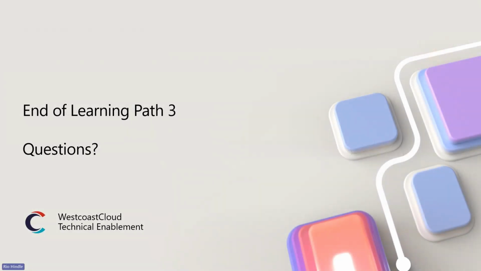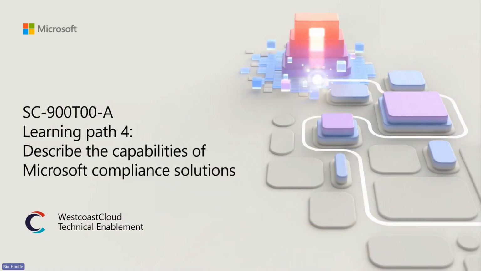And with that, that's the end of learning path 3. We've got a break for 5. So we're going to break for 5. It's 11:57. We'll call it 8 minutes. We'll come back at 5 past 12. There's a lot in this last path, which is the compliance solutions, basically Purview is what we're going to talk about. And yeah, we'll see you back at 5 past.